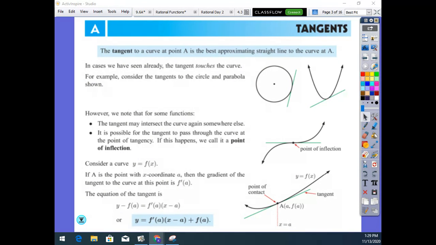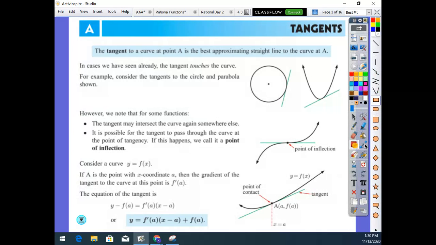So first of all, let's think about the tangent to a curve. They kind of take it a little bit deeper. We usually talk about the tangent of the curve just being a line. It kind of butts up next to it and touches it at one point.